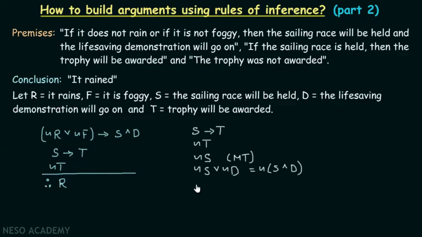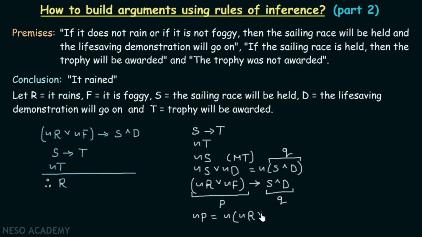Now let's take this premise, not R or not F implies S and D. Suppose this is P and this is Q. We can say that this premise is of the form P implies Q. As we know, S and D is Q, therefore the other premise is of the form not Q. P implies Q and not Q. We can apply the rule of modus tollens here and obtain not P, which is equivalent to not R or not F. Now again we can apply De Morgan's law here to obtain R and F. Now if we apply the simplification rule, which is one of the rules of inference, we can easily get R from here. That is what we need to obtain.